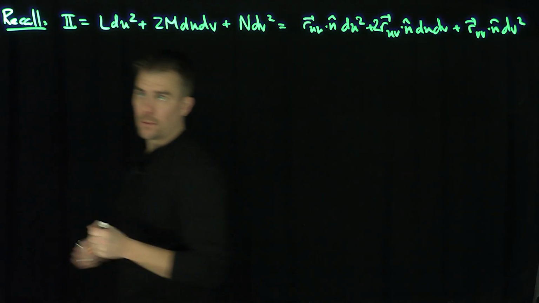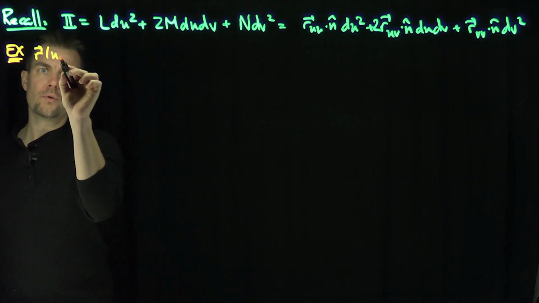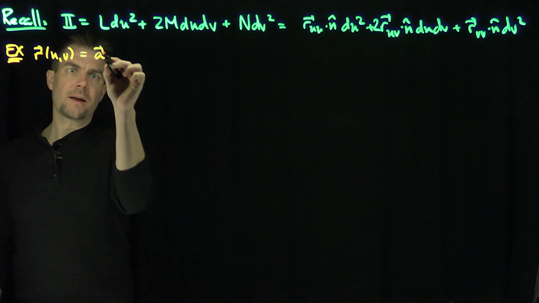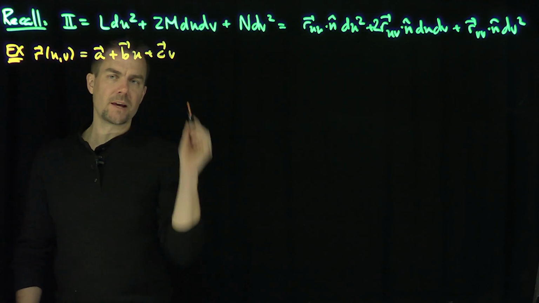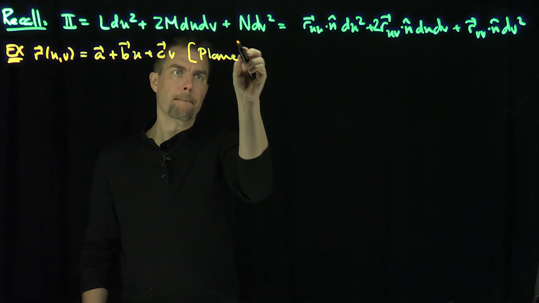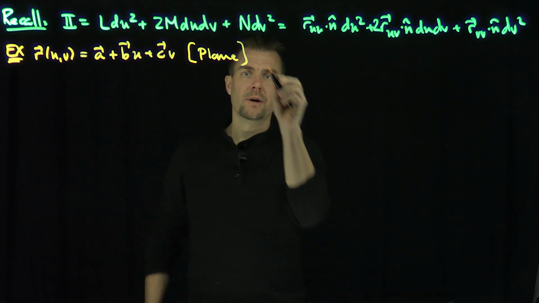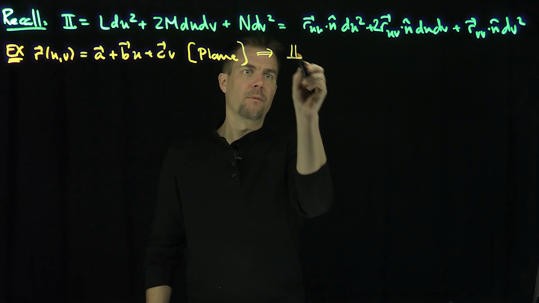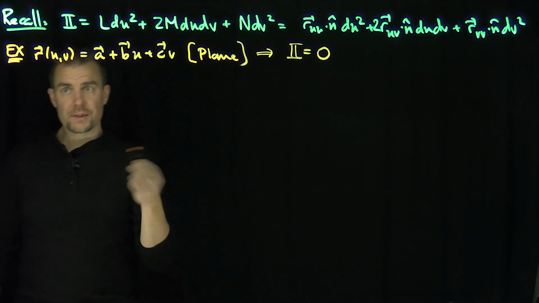The first example is an elementary one. If you have r of u and v equals a plus bu plus cv, the equation of a plane, of course all the second derivatives are 0 because there are only linear terms. So that says the second fundamental form of a plane is 0.